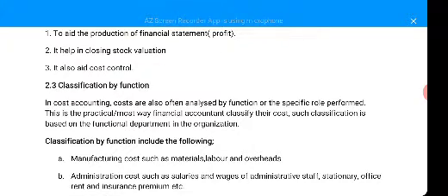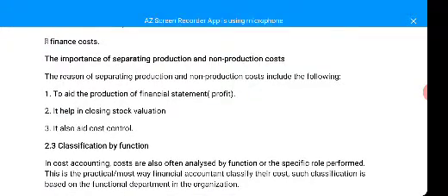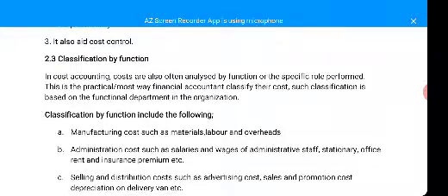Another reason why we must separate them is that it helps in closing stock valuation. We want to know the value of the closing stock we have, and remember that closing stock is your materials used in production. It also aids cost control, because for you to know costs that are relevant and costs that are not relevant, you want to eliminate costs. It helps you with cost reduction. That is the reason why you have to classify them into production and non-production cost. Now, classification by function.